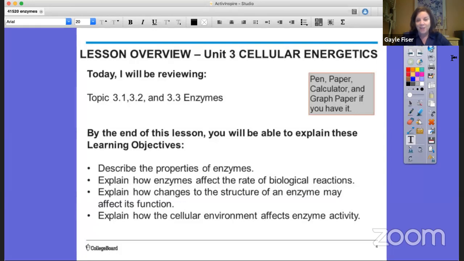If you haven't done so already, grab your paper, pen, calculator, graph paper if you have it, and by the end of this lesson, you'll be able to explain these learning objectives. We're going to describe the properties of enzymes, explain how enzymes affect the rate of biological reactions, explain how changes to the structure of an enzyme may affect its function, and explain how the cellular environment affects enzyme activity.